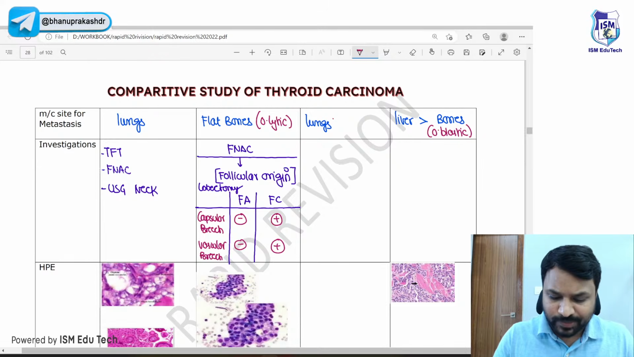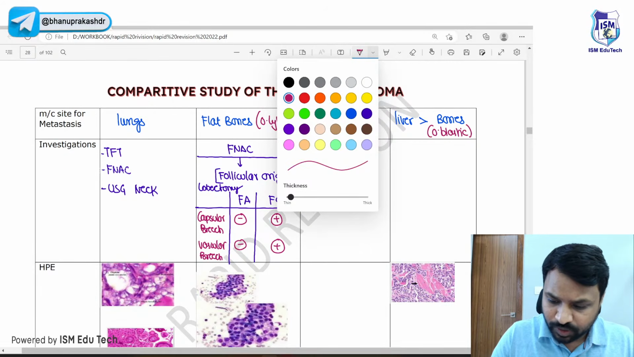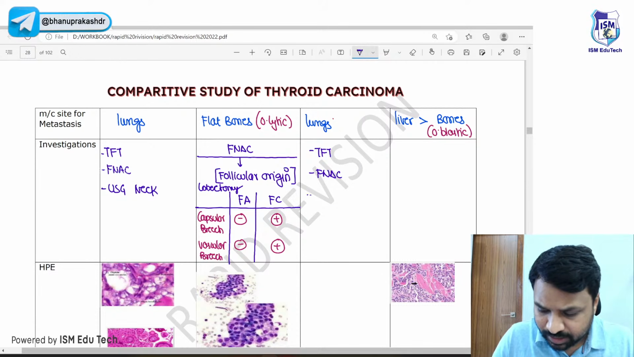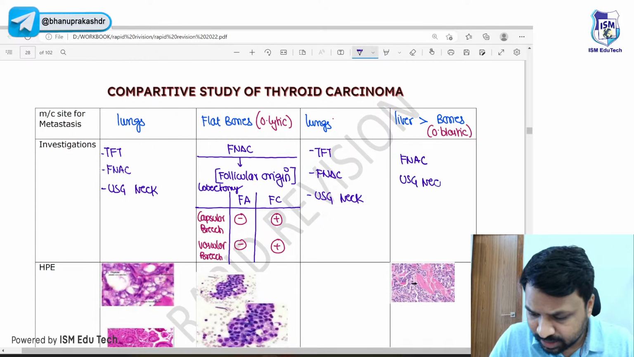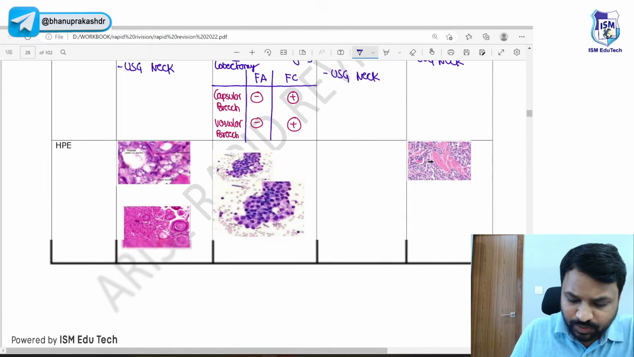There's nothing specific. Again, same for anaplastic cancer also. For an anaplastic cancer, you would do the same thing, that is the thyroid function test, FNAC and the USG of the neck. For medullary cancer, I would basically perform only FNAC and the ultrasound of the neck because it is originating from parafollicular C cells, right? So on FNAC, what do you see?